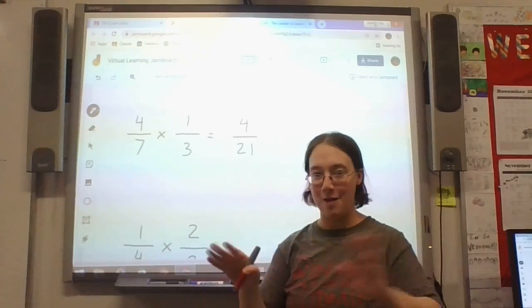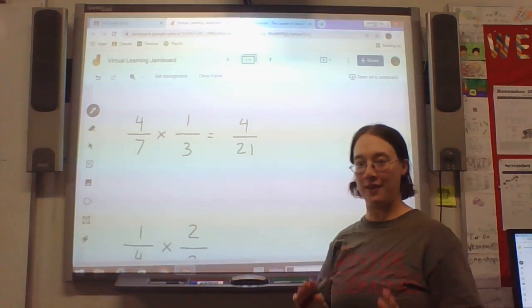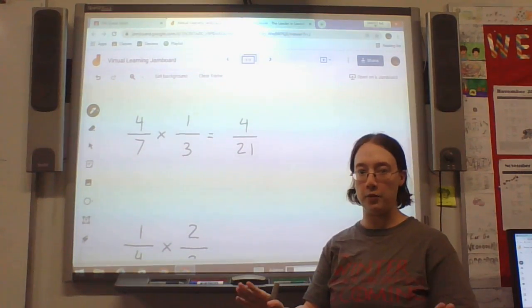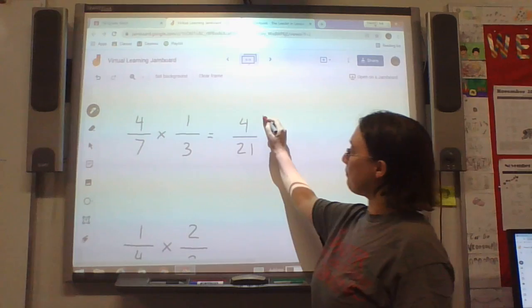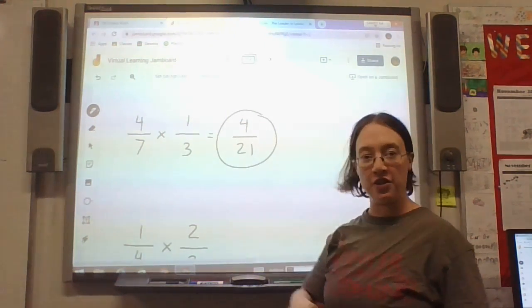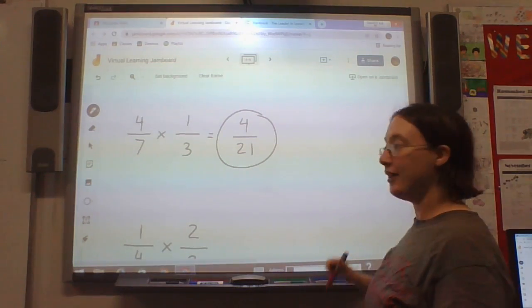You don't need a common denominator. As soon as we do the common denominator thing, everyone wants a common denominator for everything. You don't need one here. We're just multiplying the tops, we're multiplying the bottoms. And this one's not going to reduce either, because there's nothing that goes into 4 and 21. So that's it for that one.